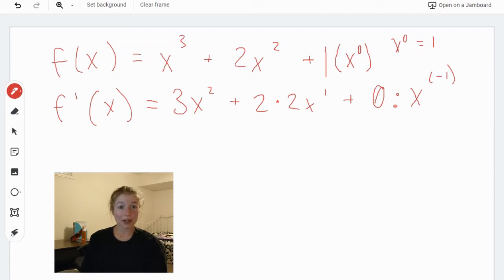So anytime you have a constant at the end of your function, when you take the derivative of that function, the constant will go away. It will always be something multiplied by 0. So when we simplify this, for the derivative of f of x, we're going to get 3x squared plus 4x.